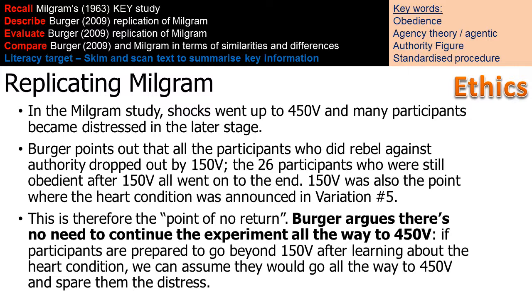Now Berger calls this 150 volts the point of no return, because he says anybody who is willing to go past 150 volts, it can therefore be assumed that they would have gone all the way to 450 volts. So in Berger's study, he only makes participants go up to 150 volts, and he draws his conclusion based on whether they were prepared to go past 150 volts or whether they stopped before then.